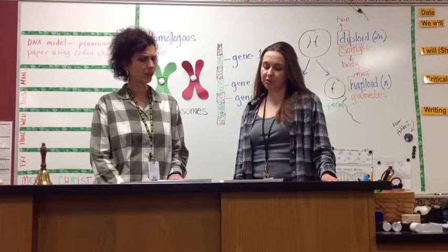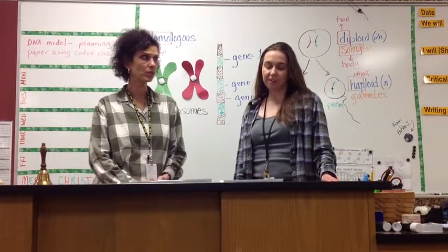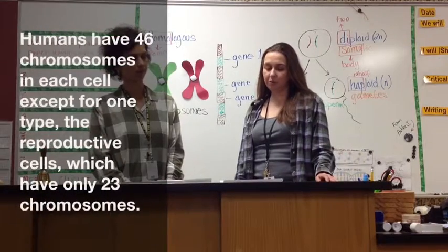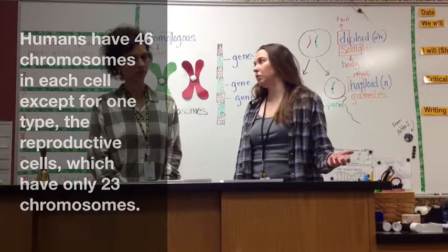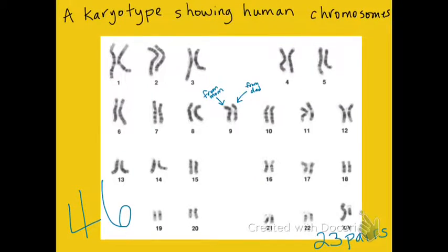So is it true that every organism has a unique number of chromosomes? Yes. So humans have 46 chromosomes in each cell except for one type, the reproductive cells, which have 23 chromosomes. This is a picture called a karyotype, which shows human chromosomes. Notice that there are 46 individual chromosomes that are paired up in 23 pairs. I want you to look at number 9 in particular. I've labeled them. Number 9 is showing you one of these chromosomes comes from your mother and the other chromosome comes from your father.